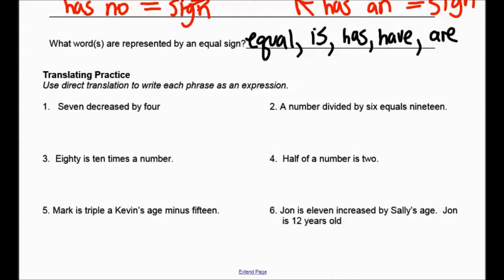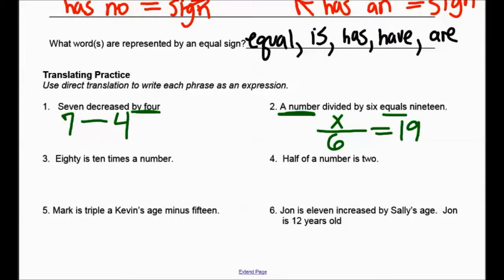All right, so the word 7, that's a number, decreased by, so decrease means subtraction. And we're subtracting 4. So that sentence would turn into 7 minus 4. Okay? A number. So we don't know what that number is. This is where we use a variable. So we have a number divided by 6. So divide by 6 equals 19. So a number divided by 6 equals 19.